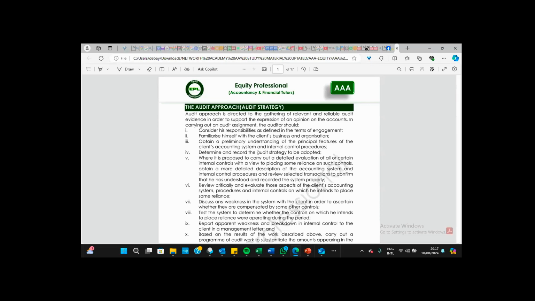Now, it has to do with the overall strategy the auditor wants to deploy during the audit engagement. So we call it audit approach. Okay. Now, what are the things that the auditor needs to do?